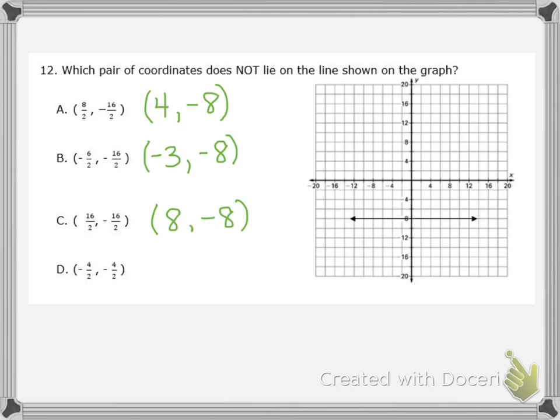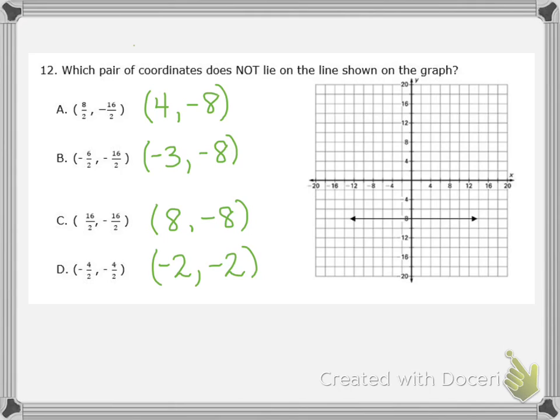Then D says negative 4 halves, which is negative 2. And then negative 4 halves again, which is negative 2. So now I need to go through and check to see if these coordinates are on the line shown on my graph. So remember, we start at the origin. We're going to move to 4. Also notice that our increments, or the intervals, are going up by 2. So I need to go to positive 4 on my x-axis and then down to negative 8.